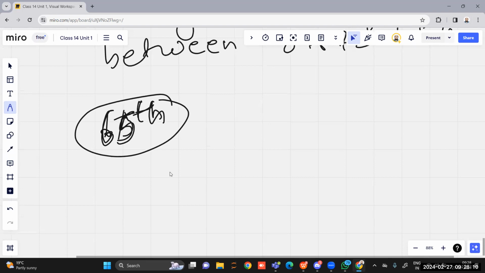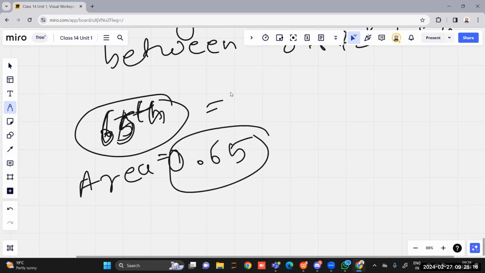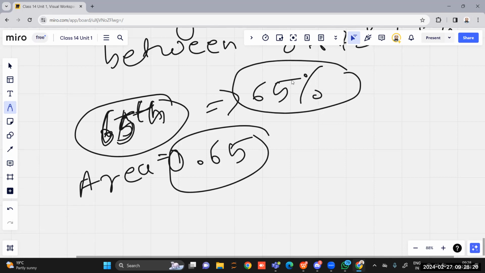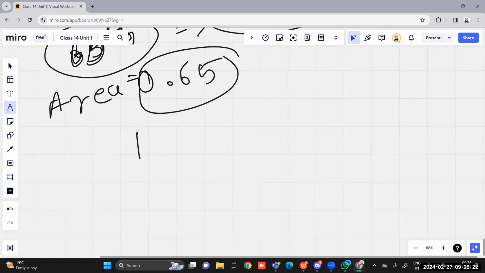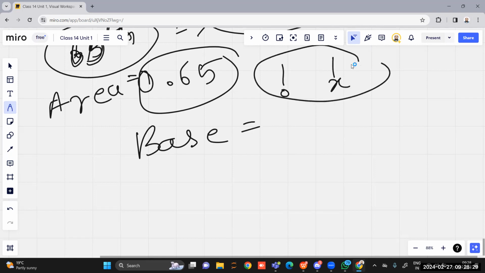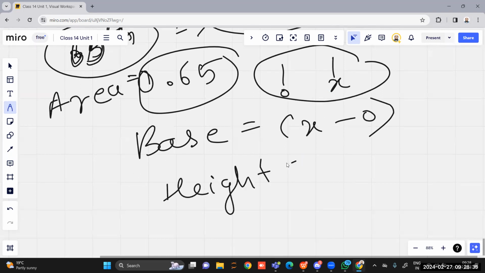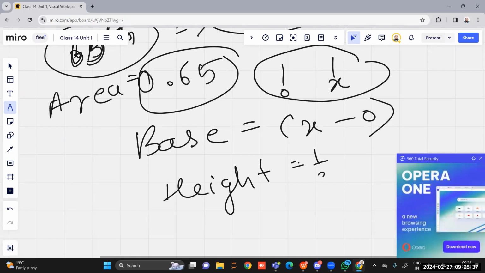The base will be for the 65th percentile, which means area equals 0.65. Yes, the 65th percentile gives 65% of data below or equal to it, so it is 0.65. Base is upper minus lower. The starting point was 0 and the ending point we need to calculate is x. So base is x minus 0 and the height is 1 by 2, half.